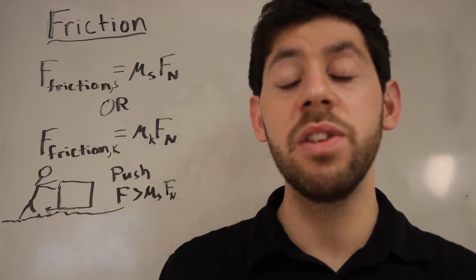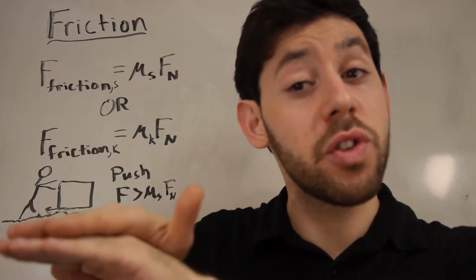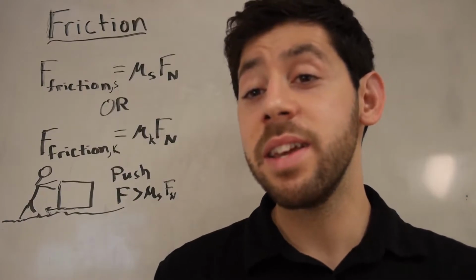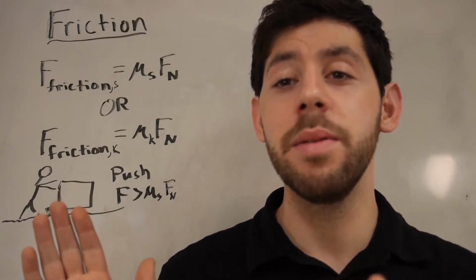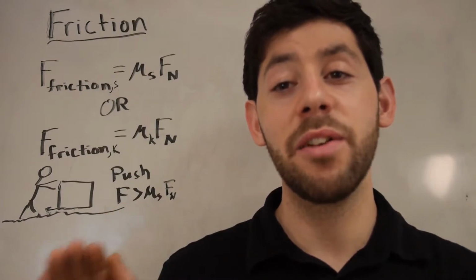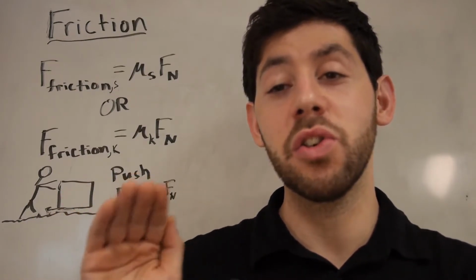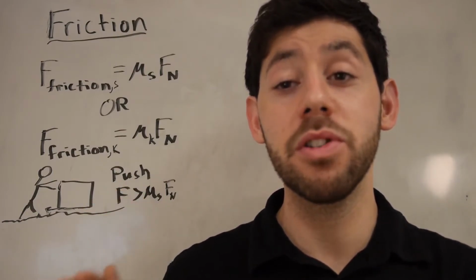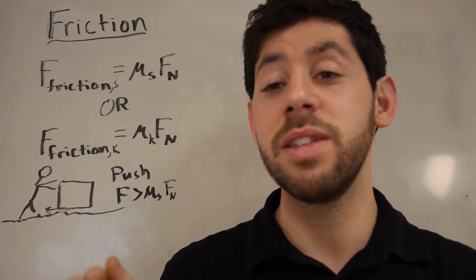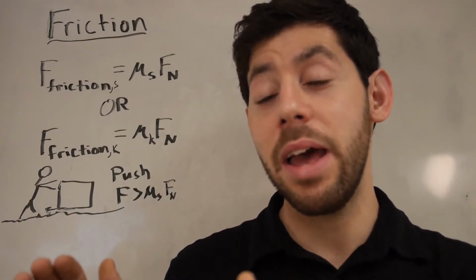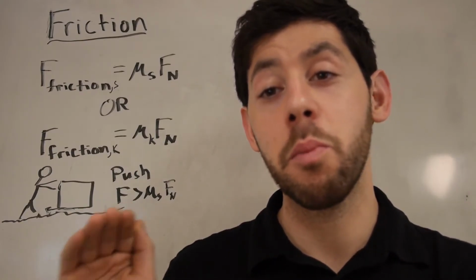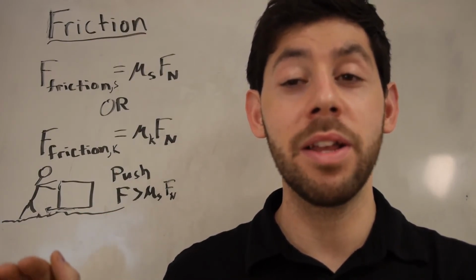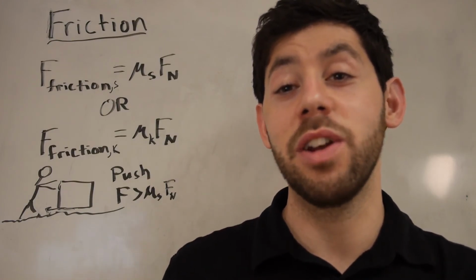Now, these coefficients actually depend on what the two surfaces are that are rubbing on each other. And one last thing: when you're pushing on something and it's not moving, you have static friction, and the static friction grows until the thing starts moving. Right when it's about to move, the force that you're pushing with is equal to the static friction pushing back. Then if you push hard enough, more than the coefficient of static friction times the normal force, you can overcome it and you start moving, and that's when kinetic friction starts to act.